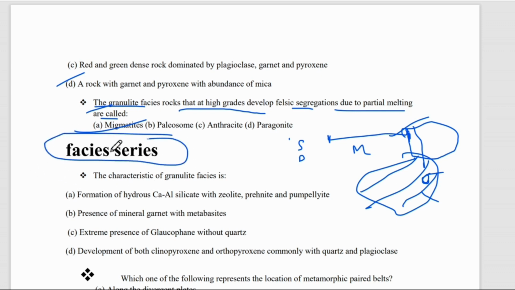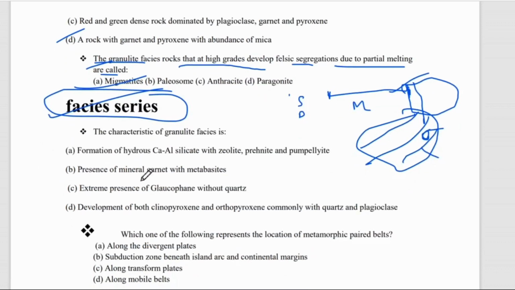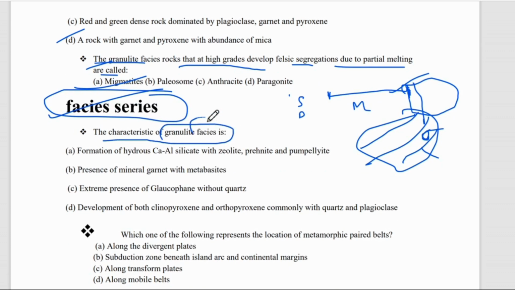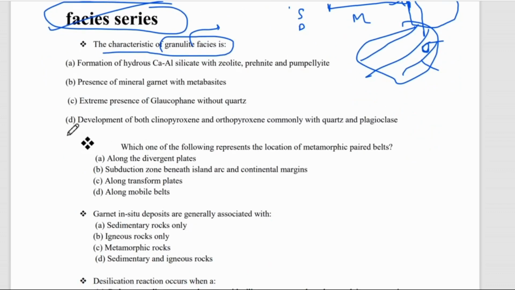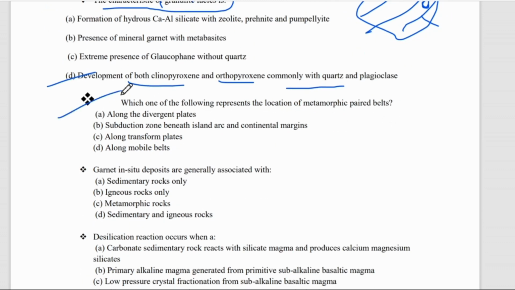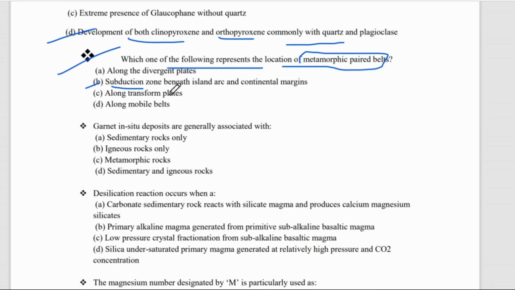So next question is related to facies series. As I've told you, the characteristic of granulite facies. They can ask next time about the other facies. So you have to remember like this: it is the development of both CPX and OPX, commonly with quartz and plagioclase. Next question, which of the following represents the location of a metamorphic paired belt? It is the subduction zone beneath island arc and the continental margin.